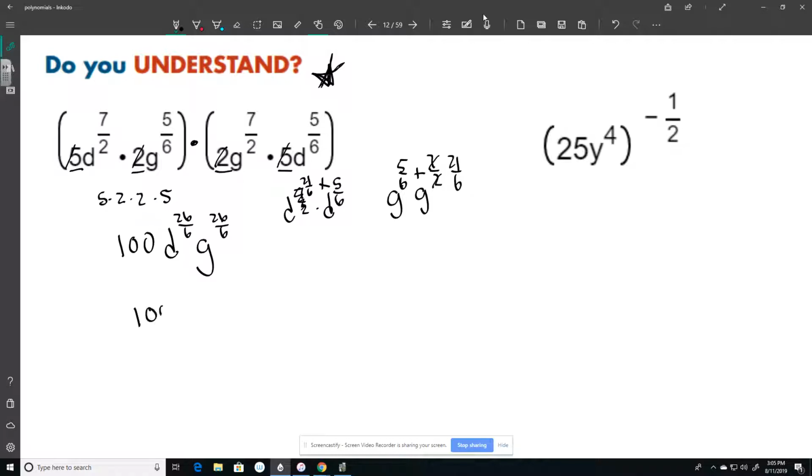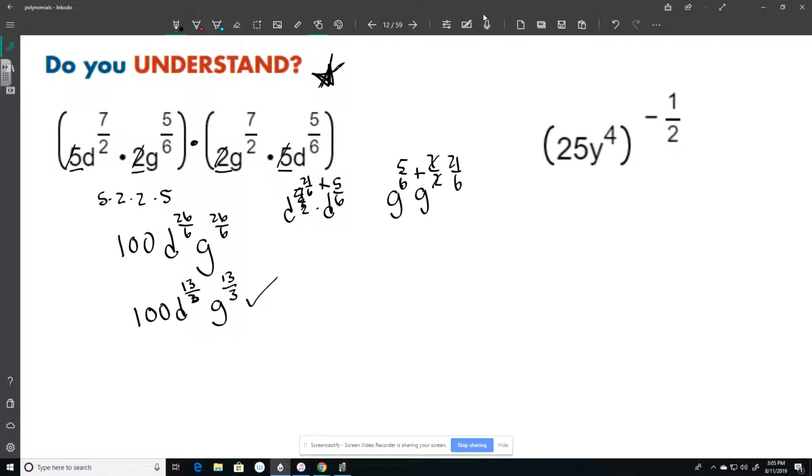Simplifies a little bit more. 100 D 26 over 6, that's just 13 over 3. And 26 over 6 is again 13 over 3. So 100 D to the 13/3 and G to the 13/3. If we wanted to, I'm great with that answer.